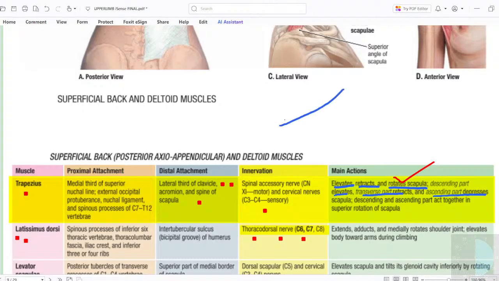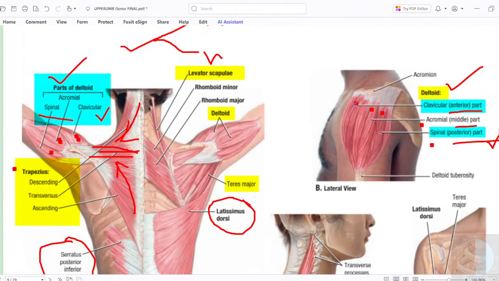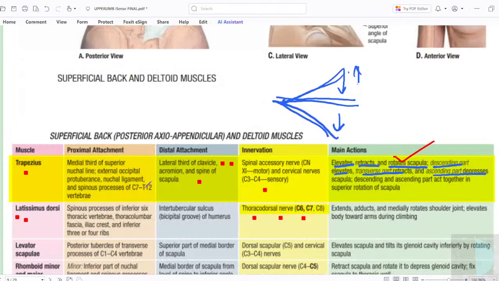Trapezius has a descending part, a transverse or horizontal part, and an ascending part. The ascending part depresses, and the transverse part retracts; it is like the opposite. The descending part, which is coming down, actually causes elevation. See from the picture, this is the descending part, but when functioning it causes elevation of the scapula. The ascending part causes depression of the scapula, and the transverse part causes retraction.